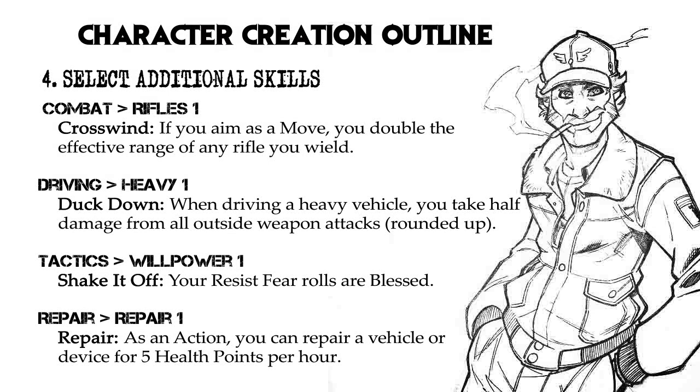So he has a crosswind feature for level 1, which is if you aim as a move, you double the effective range of any rifle you wield, which is good because shotguns don't go very far. So they have a limited range. This kind of helps him out a little bit if he just stops and aims.